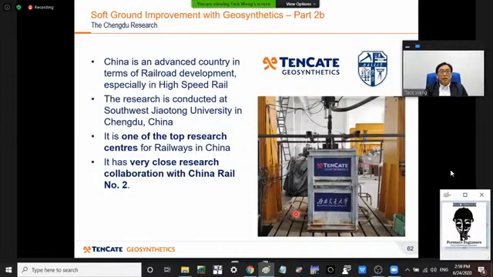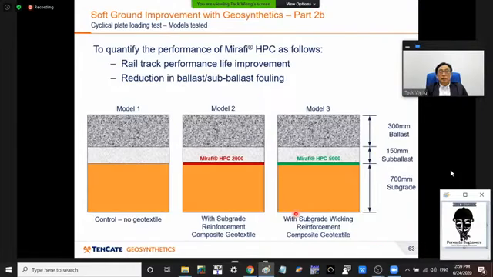And lastly, I would like to talk very quickly about the railway research at Chengdu. Here, this is a simulated plate loading test for high-speed rail, where we compared three different situations or models.